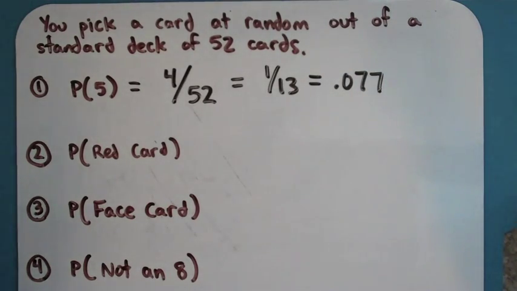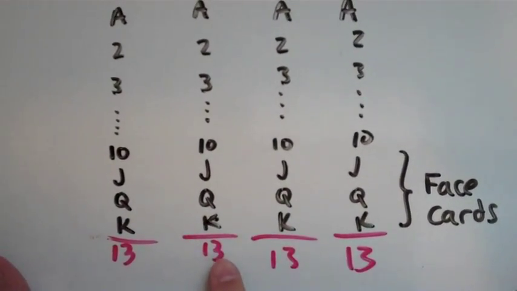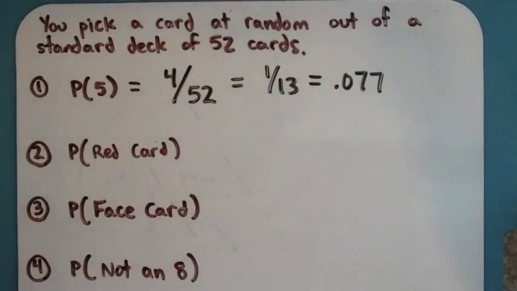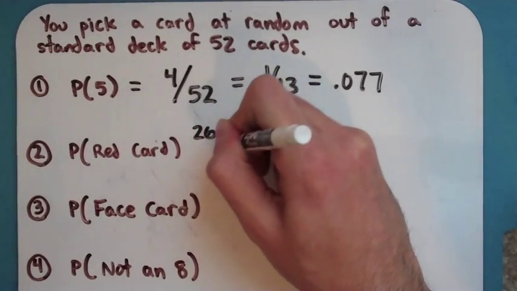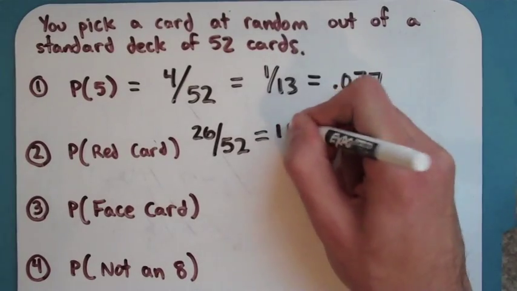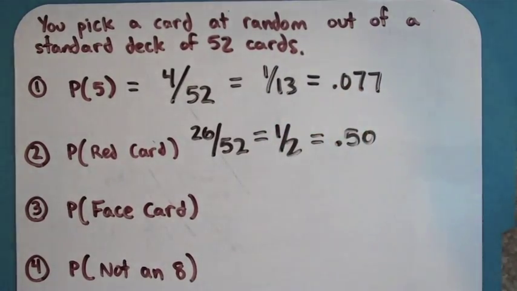Okay, second one, probability of a red card. Remember, red cards are cards that are red, that being the hearts and the diamonds. There are 13 hearts, there are 13 diamonds. That makes 26 red cards out of the 52 cards altogether, which is 1/2, which is 0.5. So there's a 50% chance if you pick a card at random, it's going to be red.